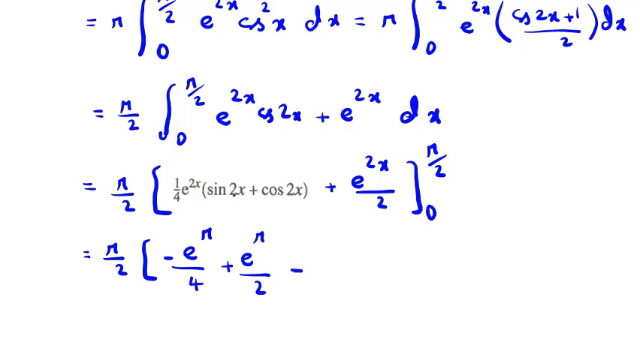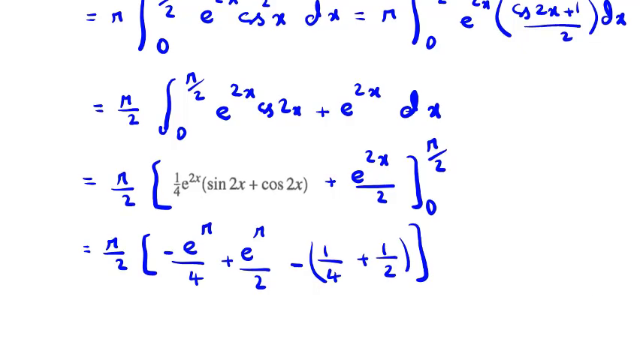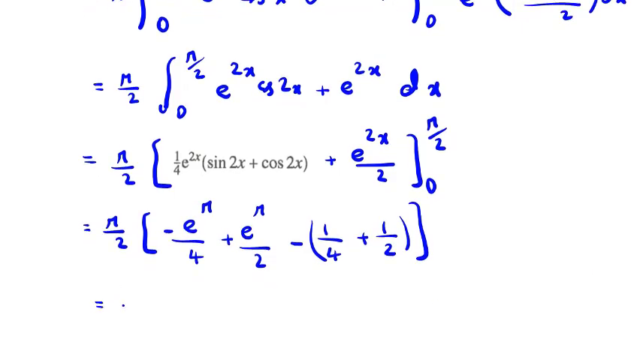It will be 1, it will be 0. And cos 0 will be what? Will be 1. 1 over 4 minus 1 over 4 plus, you replace x with 0, it will be 1 plus 1 over 2. If we simplify, let's see what we have.